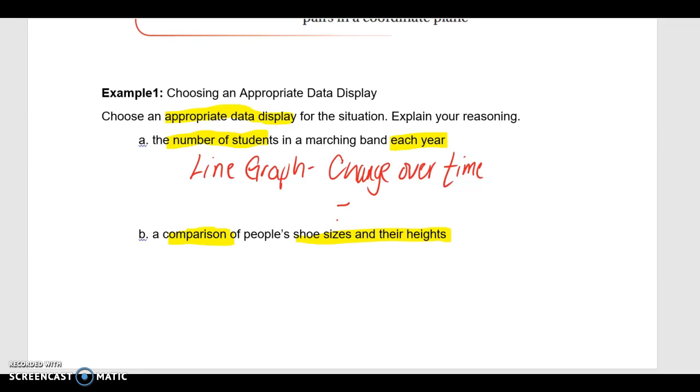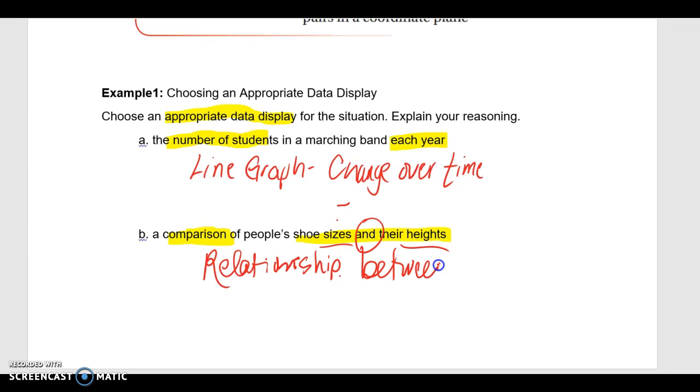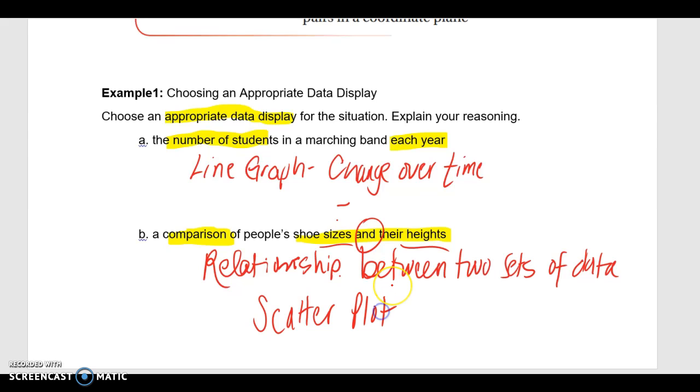Okay, in the next example here, part B, we want to show a comparison of shoe sizes to their heights. Even though that word is not used, here we're looking to see, is there a relationship between shoe size and height? So between two sets of data. Remember, when you want to show a relationship between two sets of data, your best bet is to use a scatter plot. And again, unlike the graph above, we would not connect those points.